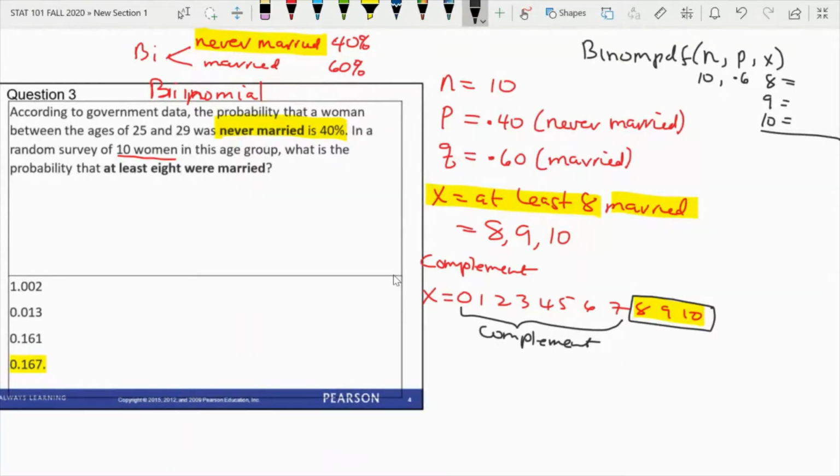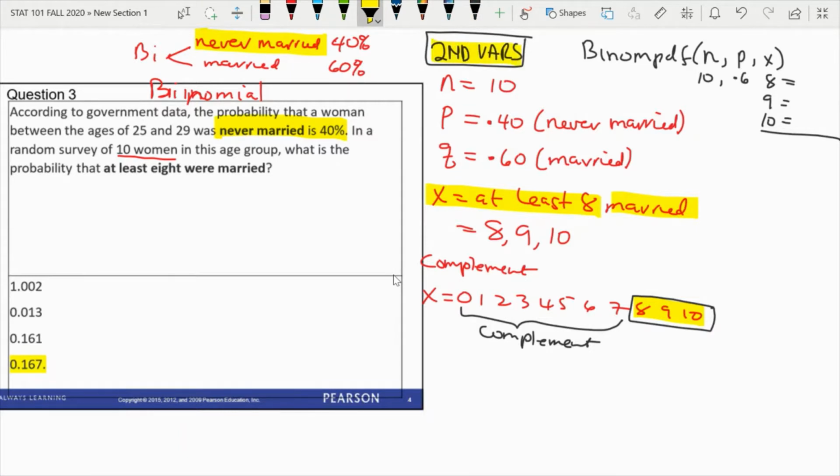How do you get to the binomial PDF on the calculator again? Second. Okay, right. I forgot about that.